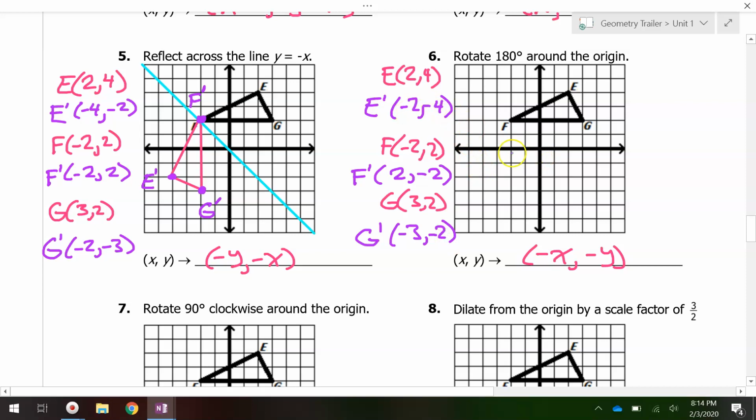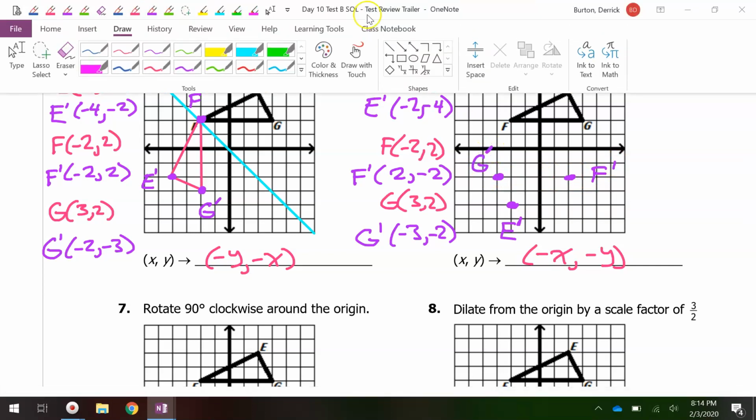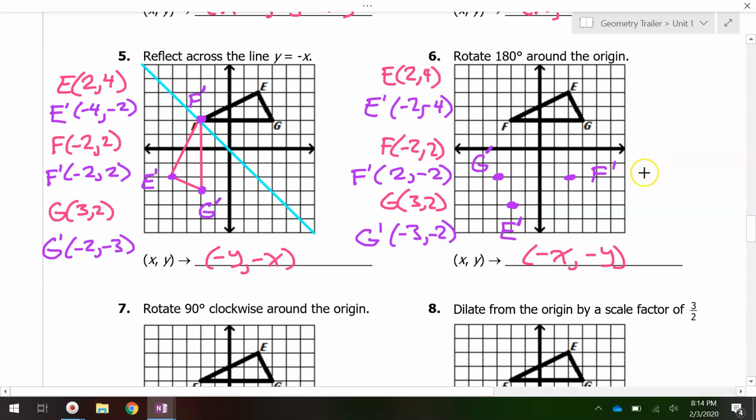So let's see, -2, -4 would be right here. +2, -2 would be right here. And -3, -2 would be right here. Okay, so this was E prime, F prime, and G prime. Ooh, I meant for that to be red.